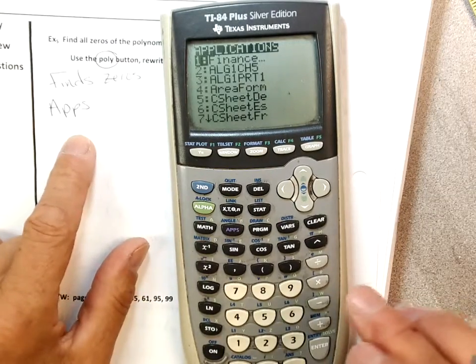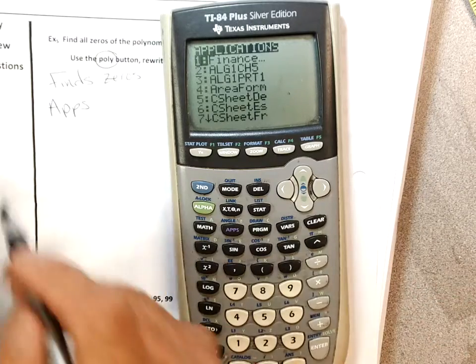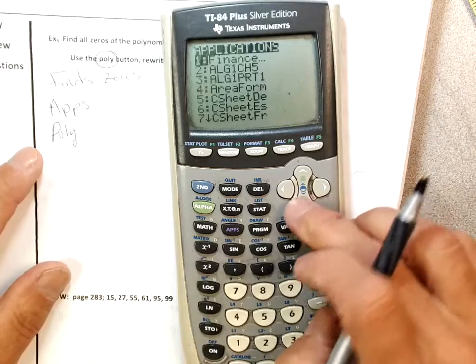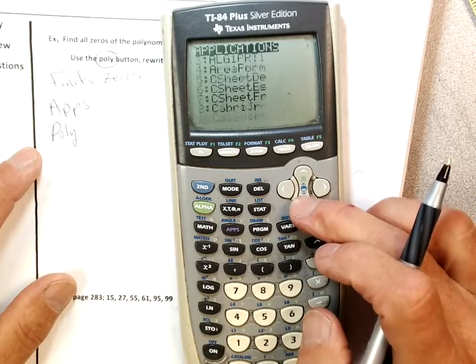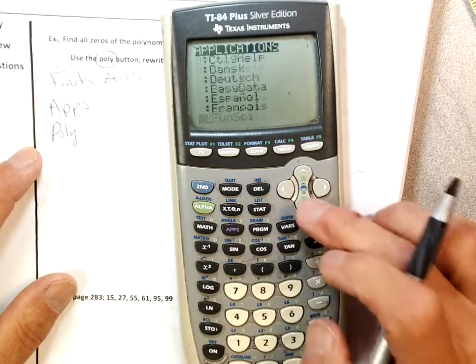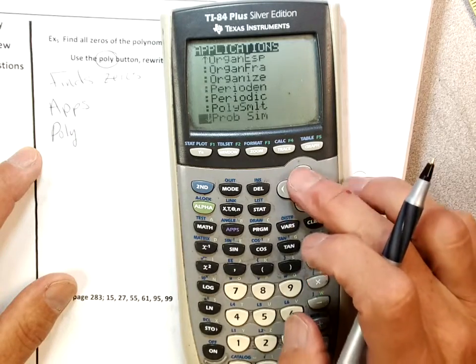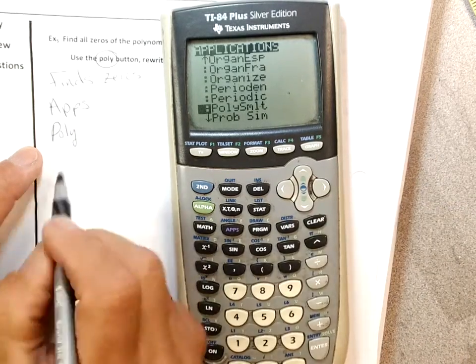Now, I'm going to find it. So I'm looking for this poly thing. Let me just go down. It's in alphabetical order. Yep, you found the right one, Quinn. You're ahead of me. I like that. Oh, there it is. PolySmlt.